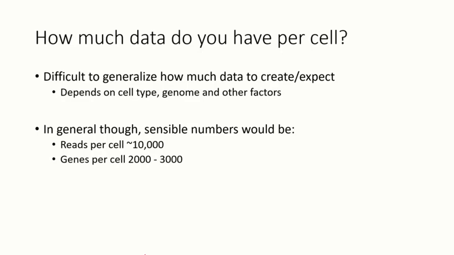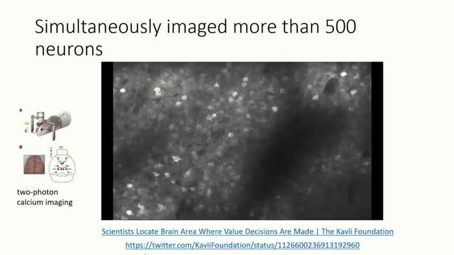I would say 20,000 will be better, but this is acceptable maybe, and 2,500 genes detected per cell should be normal.